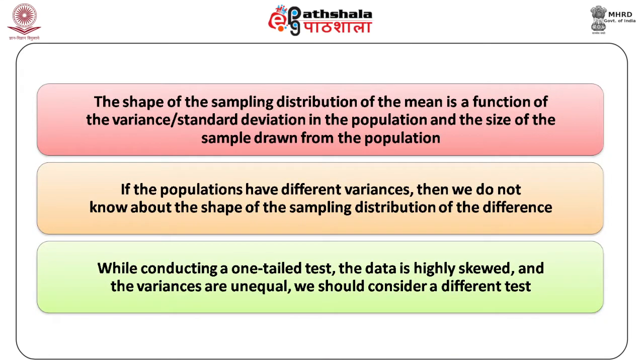The shape of the sampling distribution of the mean is a function of the variance or standard deviation in the population and the size of the sample drawn from the population. If the populations have different variances, then we do not know about the shape of the sampling distribution of the difference. This is a serious issue for statistics. While conducting a one-tailed test, if the data is highly skewed and the variances are unequal, we should consider a different test.